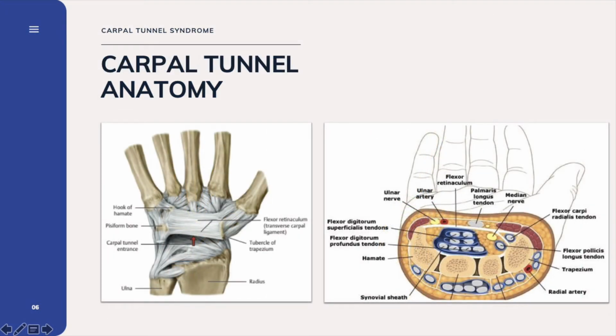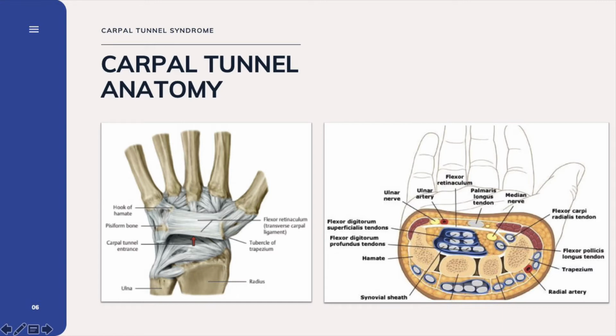The roof of the carpal tunnel is the flexor retinaculum, also known as the transverse carpal ligament. It spans from the hamate and triquetrum ulnarly to the scaphoid and trapezium radially. Within the carpal tunnel, there are 9 tendons, FDP, FDS, and the FPL, as well as the median nerve. FCU, FCR, and palmaris longus are not contained within the carpal tunnel.